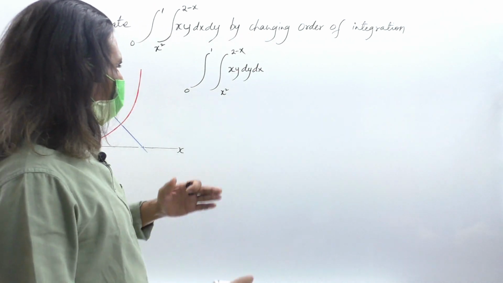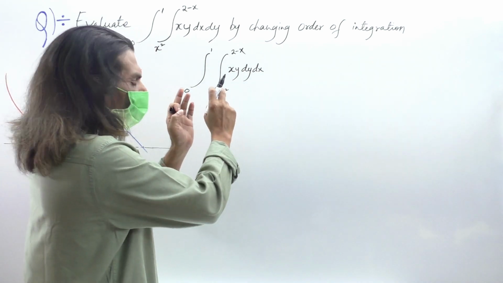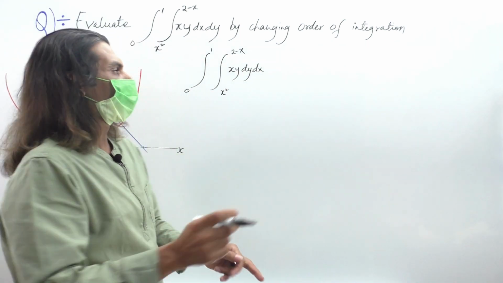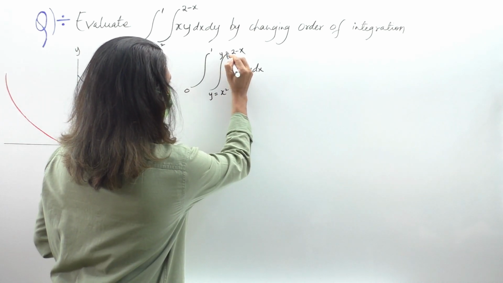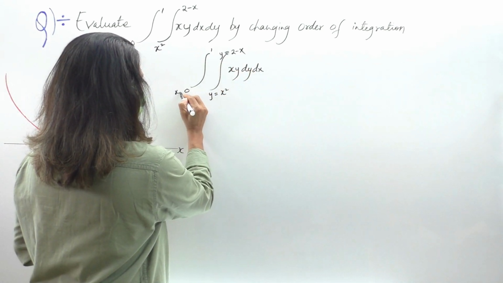Fine. Now how to identify the limits here? The region is in x and y. There is x square here, so definitely this will be the equation of y, and this is obviously outside.